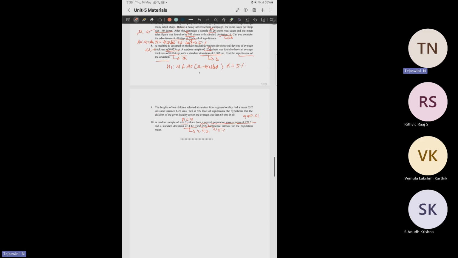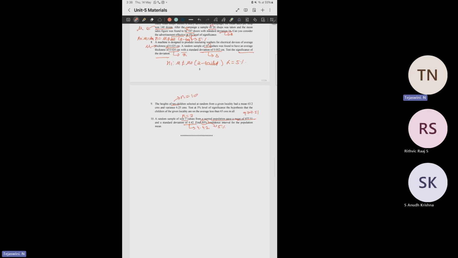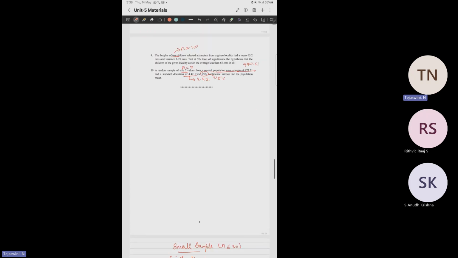And then for the ninth question, they have asked us about heights of 10 children, n is equal to 10, selected at random from a given locality with mean mu. The population mean is given to be 63.2, and variance is also given.